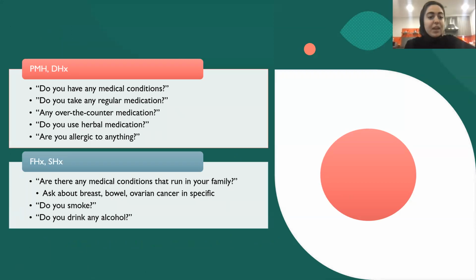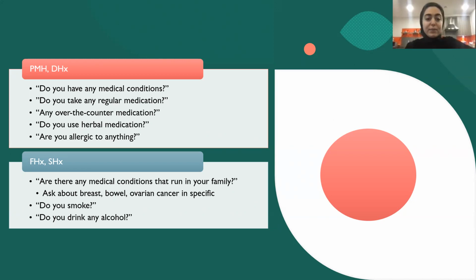Okay. So next, you move on to past medical history and drug history. Here, you're trying to rule out certain risk factors that could be important. So you can again signpost and say, do you have any medical conditions? And then if they listed their medical conditions for you, you can say, do you receive any treatment for that?